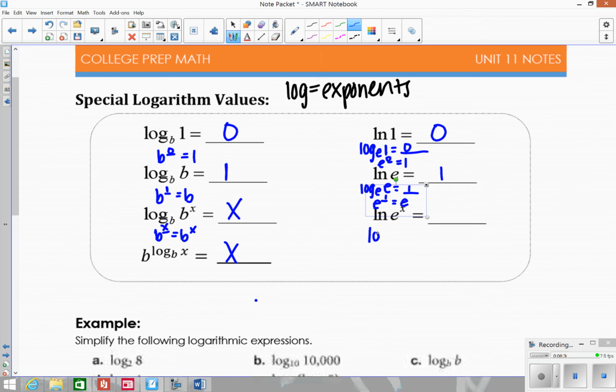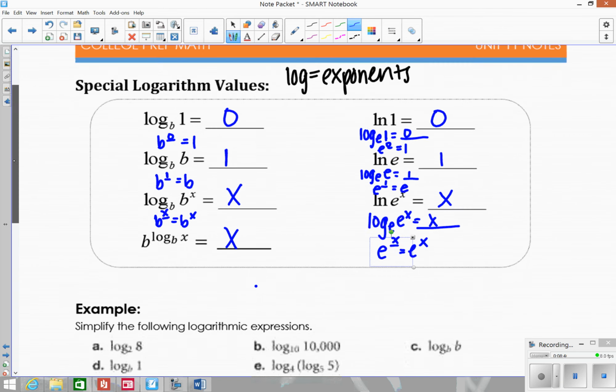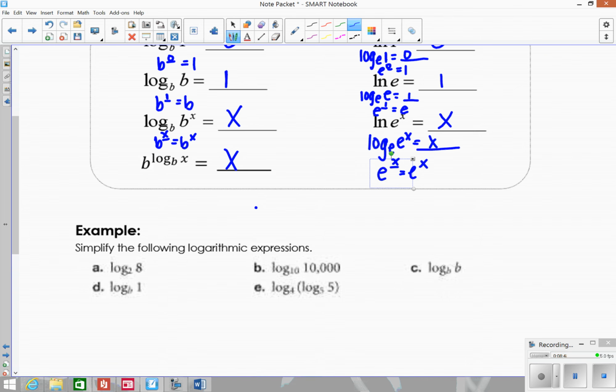And then this last one here, log base e of e to the x. We're trying to figure out what that is. So e to what gives me e to the x? And the answer is just x. So those are the properties. Now let's actually try these examples where we're going to use these.